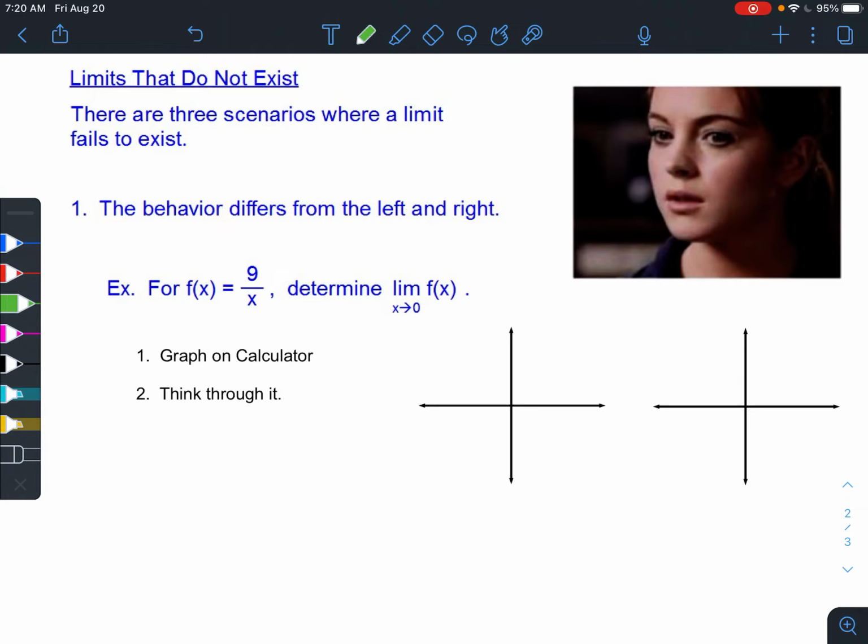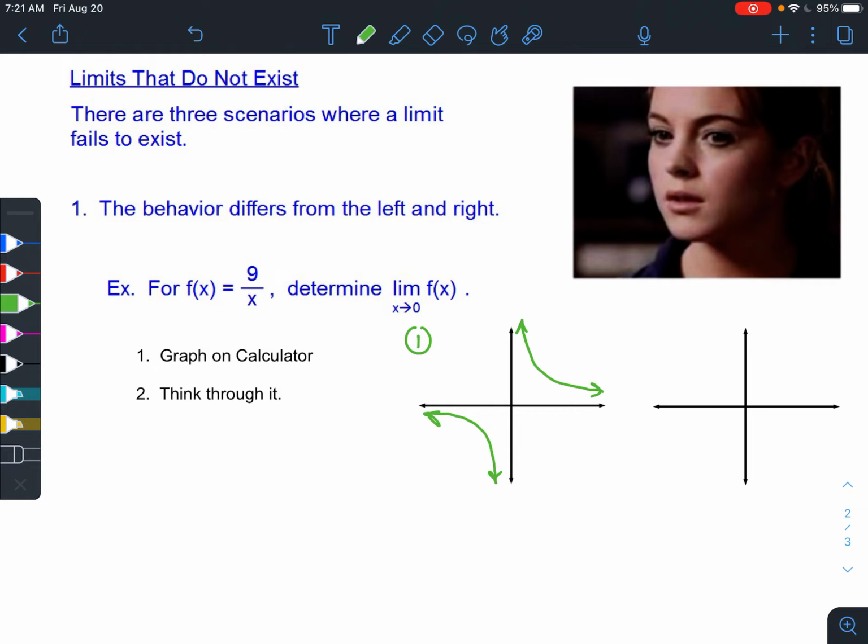All right, so first of all, graphing on a calculator technique for f of x equals 9 over x, we want to determine the limit as x approaches 0 of that function. Okay, well, if I graph it on a calculator, let's do that as 1. All right, the graph of this guy will look something like this. Pardon me for my rough sketch right now, but it will be enough to get the job done. All right, so there you go.